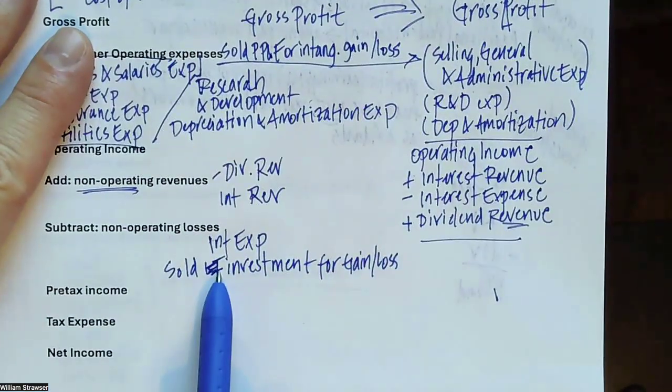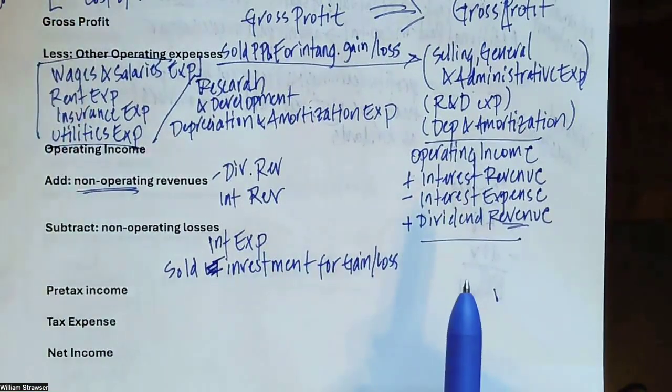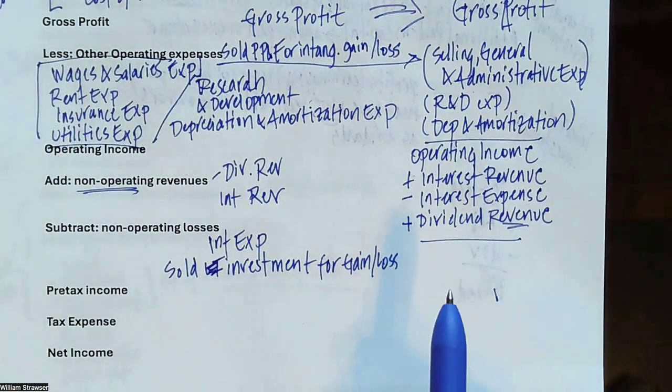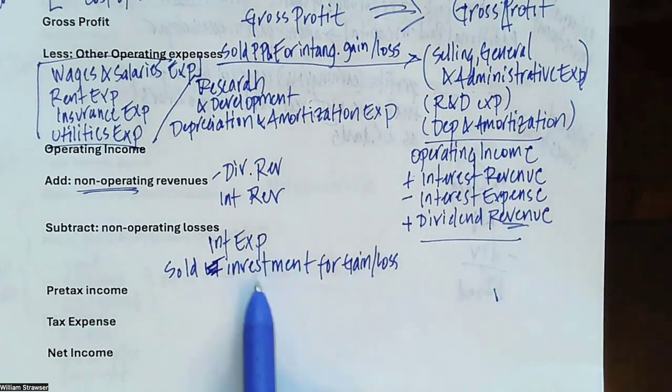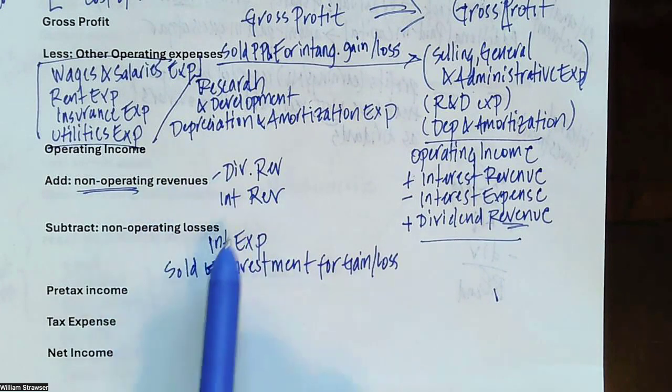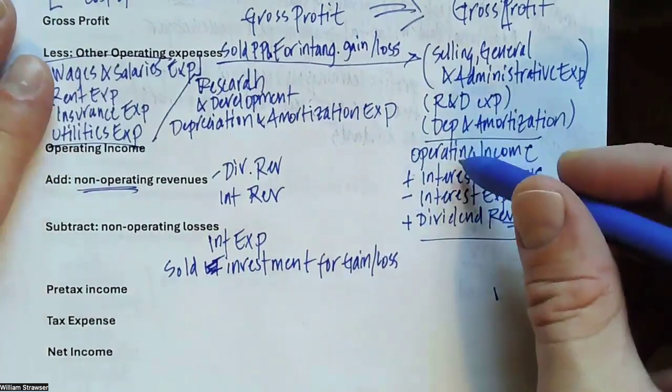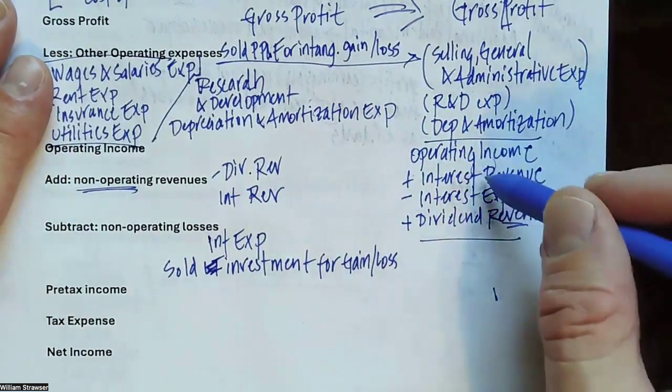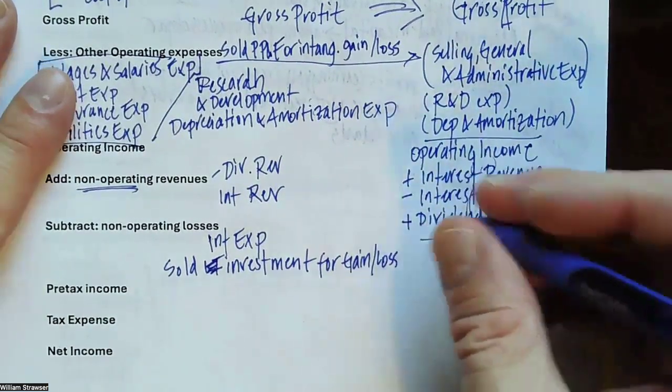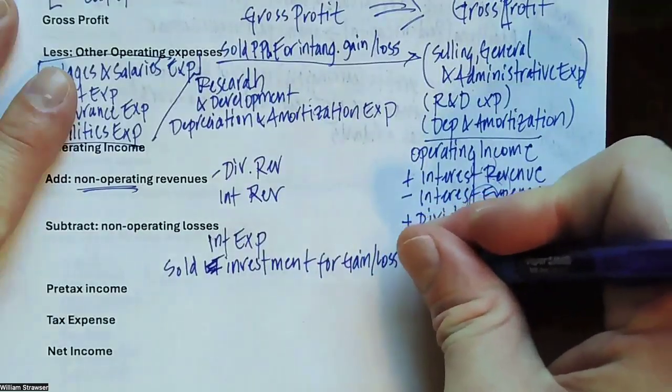Whereas if we have an investment, that's not an operating asset, that's a financing asset, an investment asset. So the gain or loss on that sale comes down here in non-operating revenues and losses. After we combine all of this with operating income, add these pieces, we get pre-tax income.